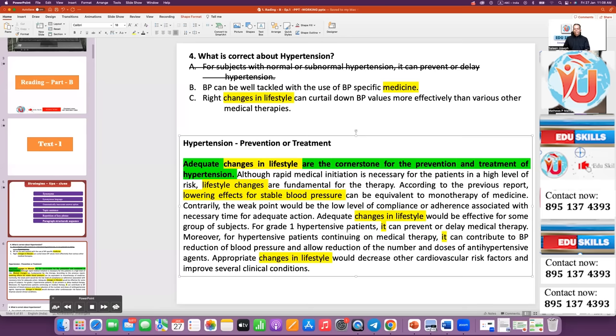First one, grade 1 hypertensive patient can prevent or delay medical therapy. Moreover, for hypertensive patients continuing on medical therapy, it can contribute to BP reduction and allow reduction of the number of and doses of anti-hypertensive agents. Okay, then the conclusion says, appropriate changes in life would decrease other cardiovascular risk factors and improve several clinical conditions. This is a general statement, conclusion, inference.